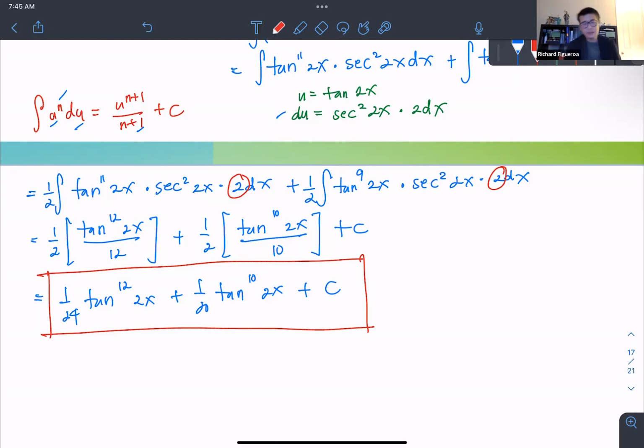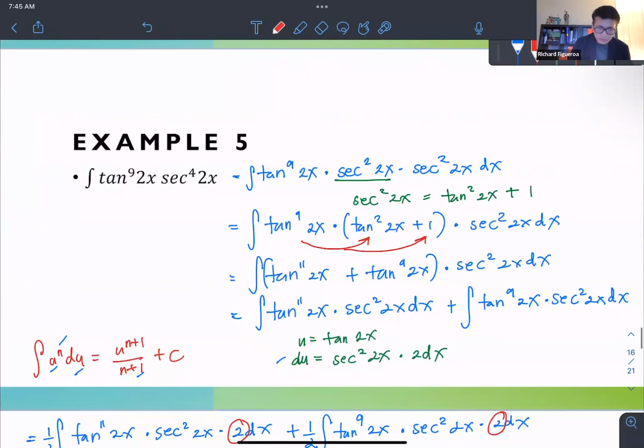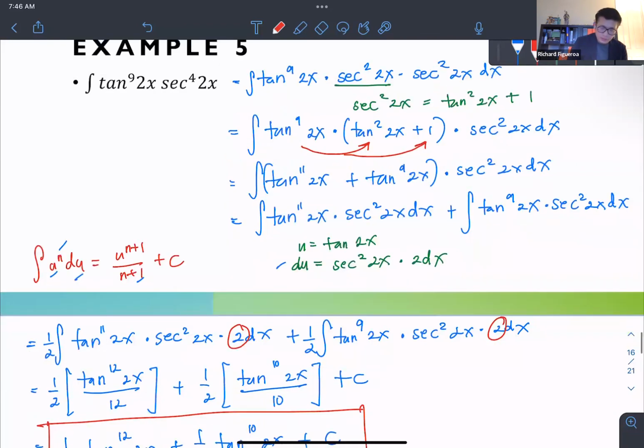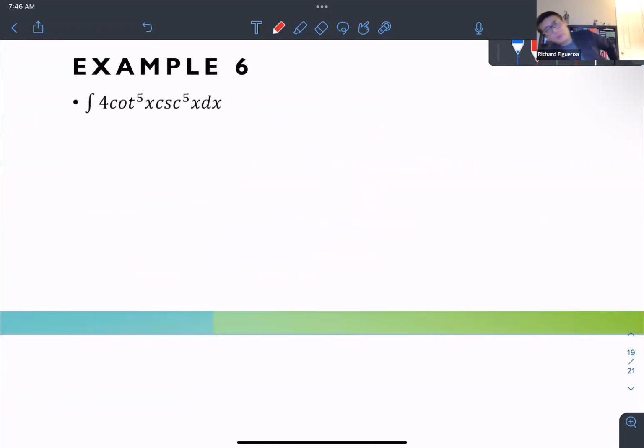Okay, so that is when the tangent exponent is odd and then even yung sa secant. Okay. So what if both are even? Okay. So both are even. Oh, sorry, both are odd. Both are odd.